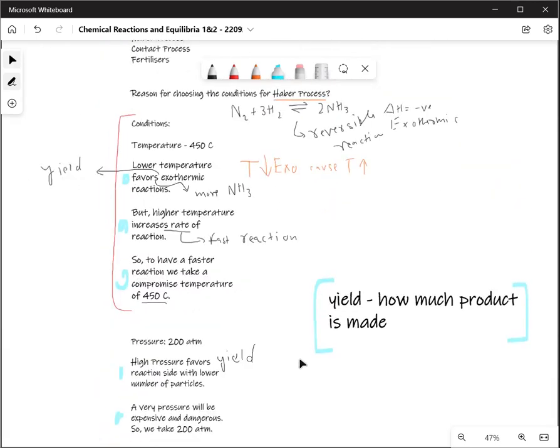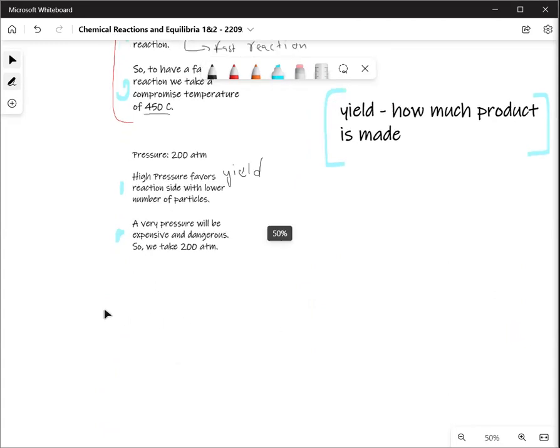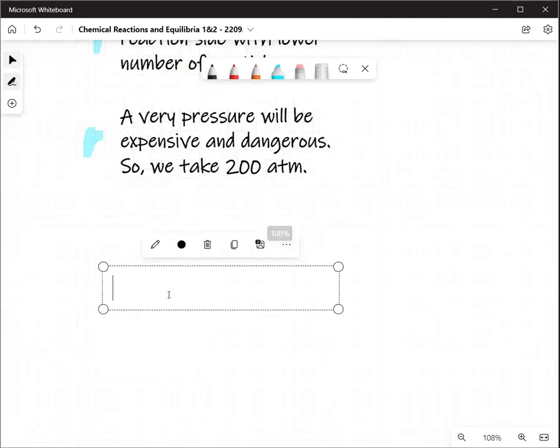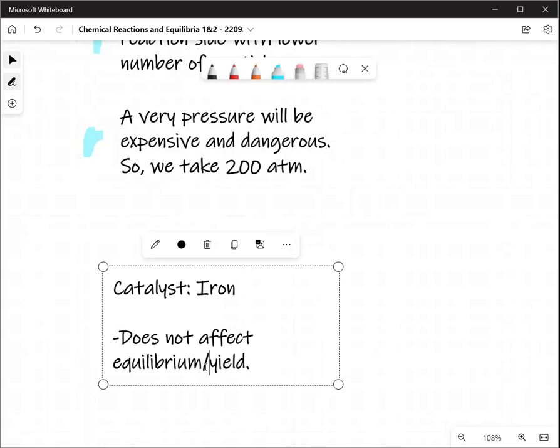Now let's find pressure. So we know why we're taking the temperature and pressure. About the catalyst, just a second. What is the catalyst? What is the other condition? Tell me, Niranjana. It's iron. So what does iron do? Please make sure this catalyst is iron. It does not affect equilibrium or yield. Equilibrium slash yield.